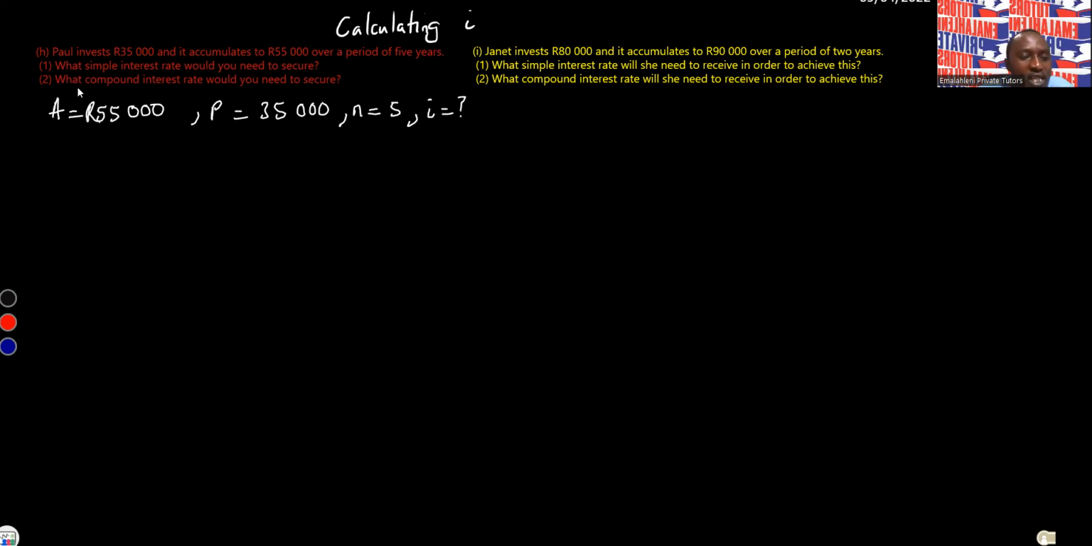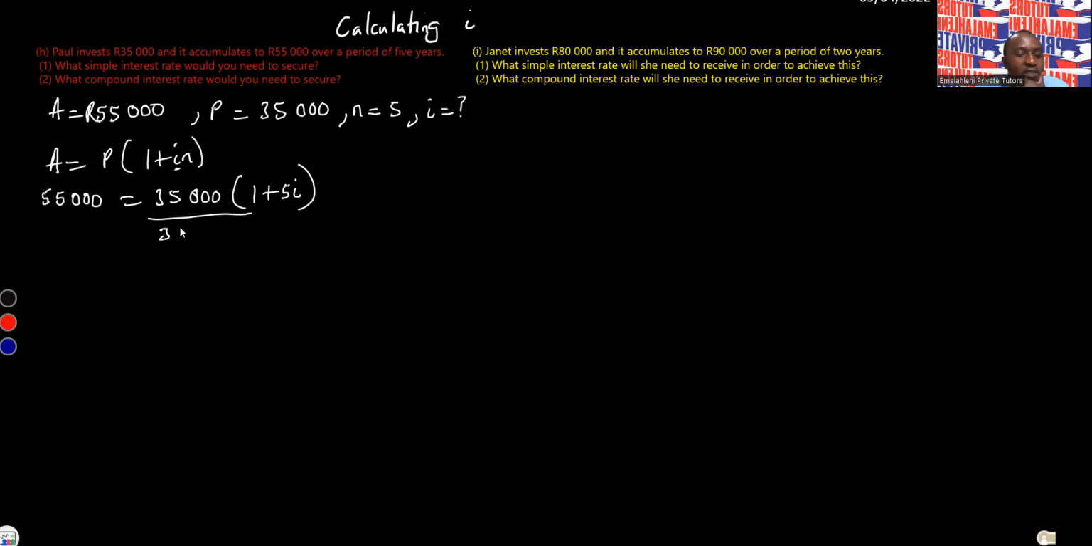And what we are looking for is I, which we don't have. So now we're going to look at the first one. It's saying what simple interest rate would you need to secure the 55,000. So what we're going to do is have our formula. A is equals to P(1 plus IN). Now, with 1 plus IN, what are we going to be looking at now? We are going to find I. So again, we must divide that side. So we're going to put our values, 55,000 is equals to 35,000 in bracket 1 plus I, we don't have. What is our N? So it's going to be 5I. Okay. Now we divide both sides by 35,000.